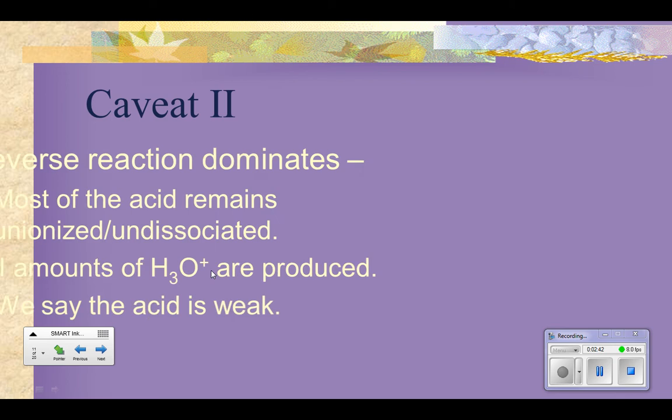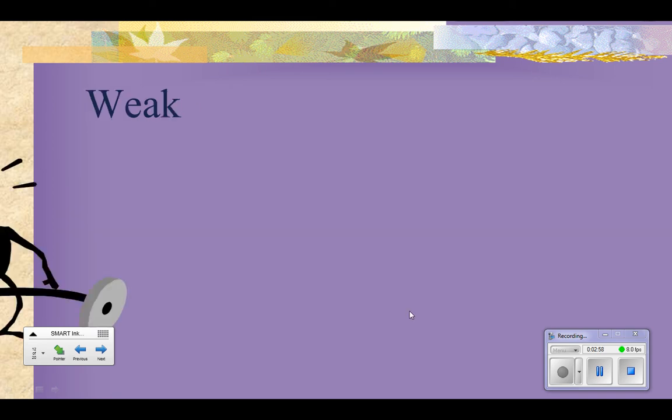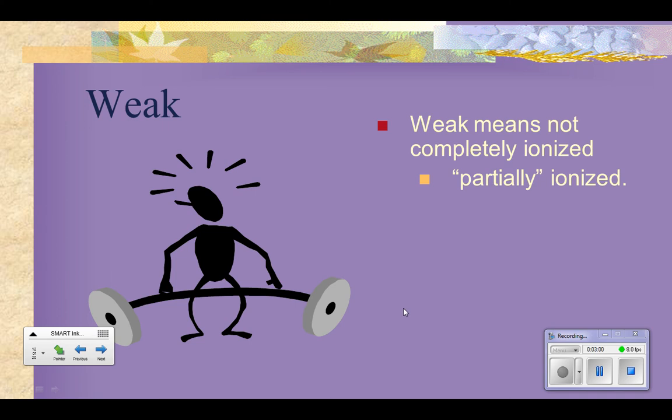Now, if the reverse reaction is dominant, the one going from right to left, then most of the acid remains that's unionized or undissociated. That means we only get small amounts of hydronium, and we say the acid is weak. So again, if it's weak, then it's not completely ionized, or partially ionized.